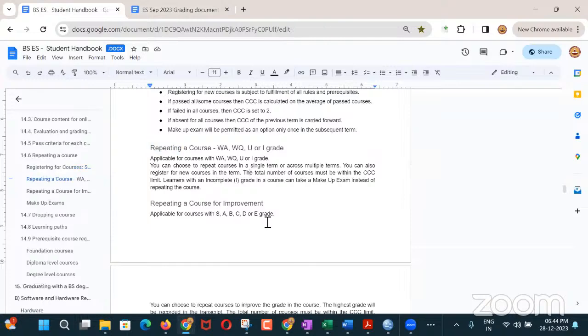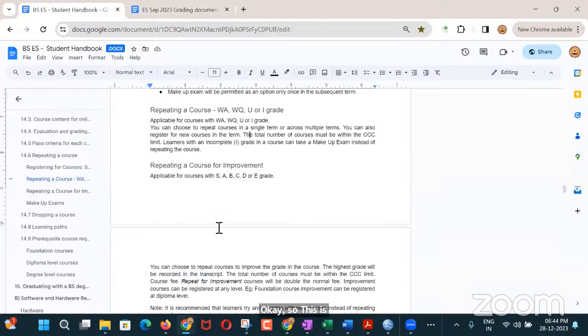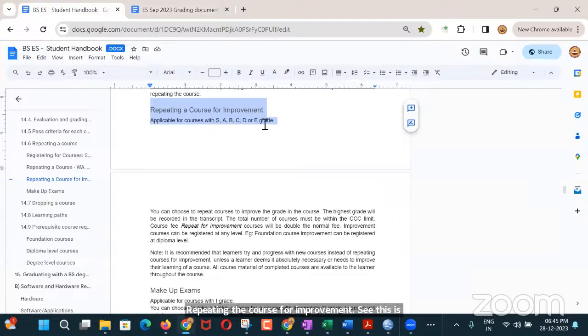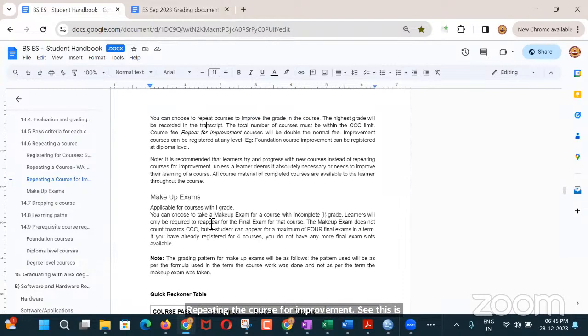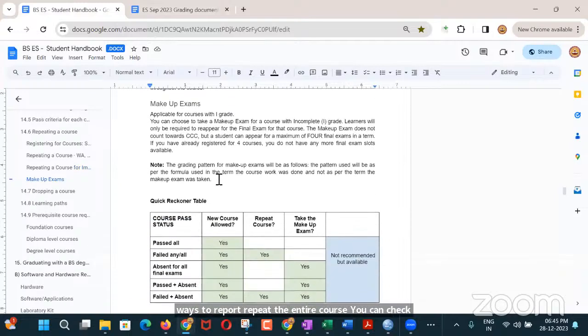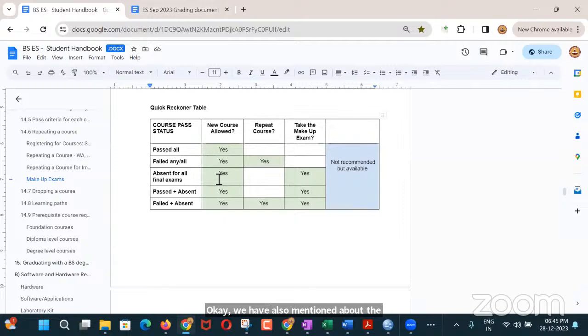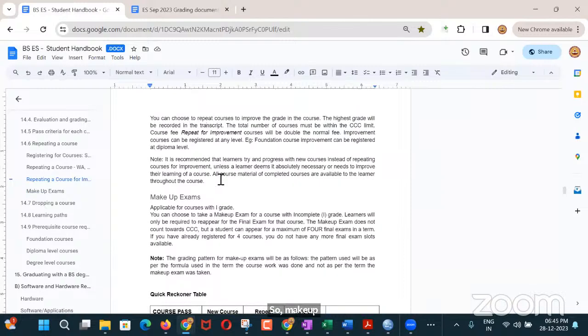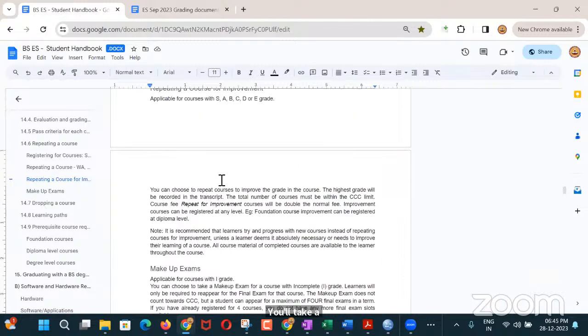Okay, so this is what you have. If you want to repeat the course, this is where we have mentioned in the student handbook. Repeating the course for improvement. This is applicable only for courses with these particular grades. We have mentioned here the various ways to repeat the entire course. You can check this. We have also mentioned the makeup exams. What is the first makeup exam and second makeup exam?